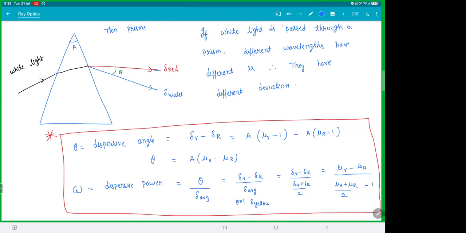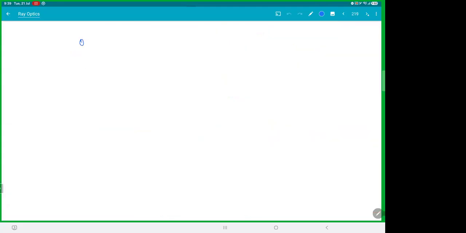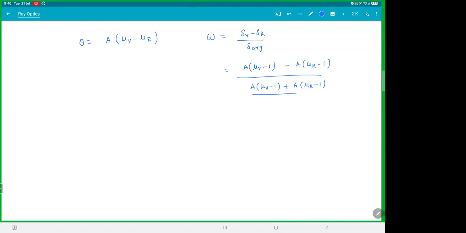Clear with this? So I'll just put the formulas here. See, theta is A into mu violet minus mu red. The dispersive power is delta violet minus delta R by delta average. That's the simplest way to say it, which you can derive: mu violet minus 1, mu red minus 1. This is A into mu violet minus 1 plus A into mu red minus 1, by 2. A will cancel everywhere. You end up with mu violet minus mu R by mu violet plus mu R by 2 minus 1. That's how you got it.